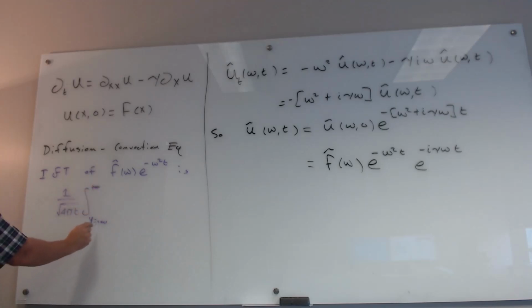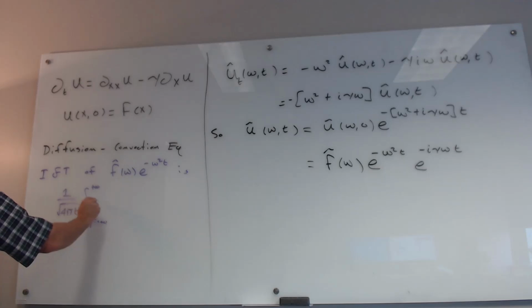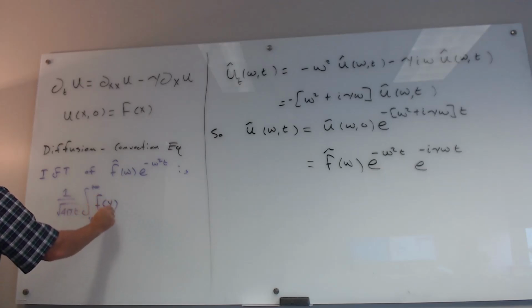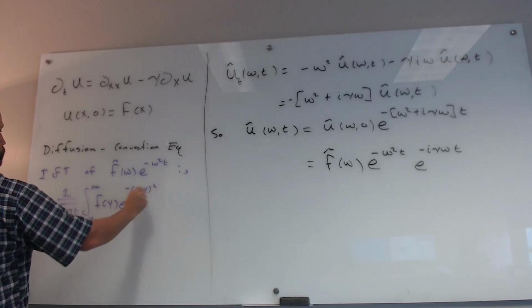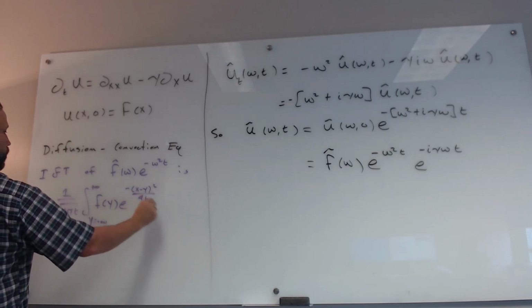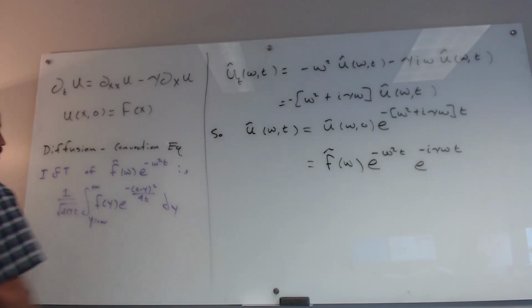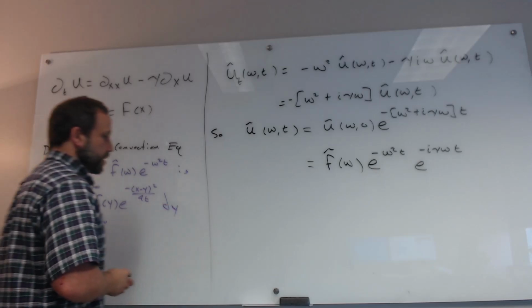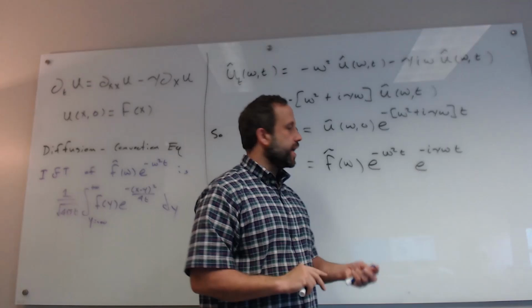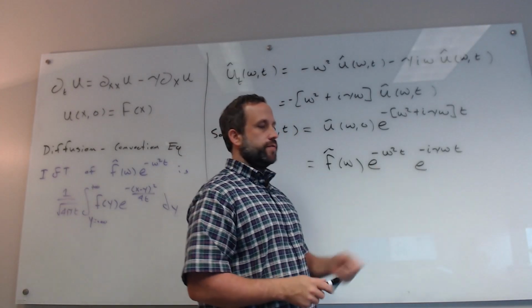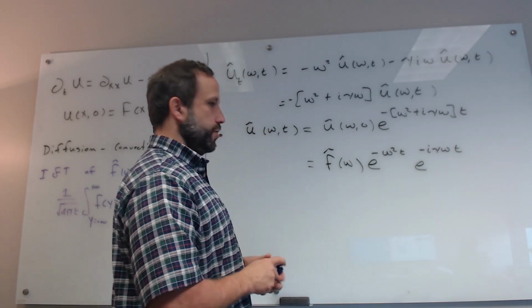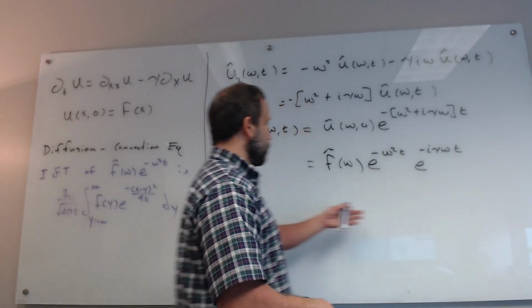This is a y integral, y going from minus infinity to positive infinity, f of y e to the minus (x minus y) squared over 4t dy. Okay, so why is that important? It might not seem completely relevant now because we now have a product of 3 terms, not a product of 2 terms. I'm going to do some computations down here and then erase it.